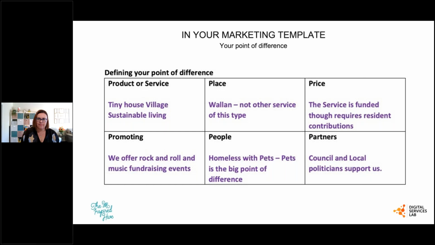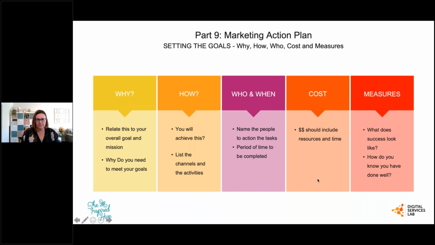So have a think about your points of difference, dig deep. I think everybody has a unique offering. You have an incredible purpose. There's something that you'll be offering that is really different, and you'll be able to communicate that with your community. So handing over back to Laura on the setting the goals and bringing together our marketing action plan.